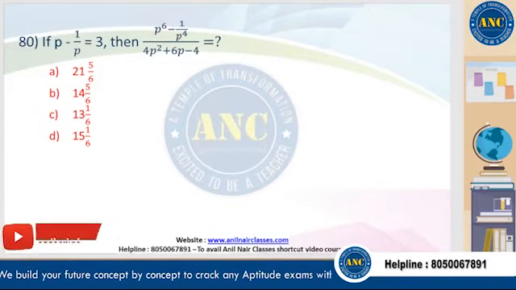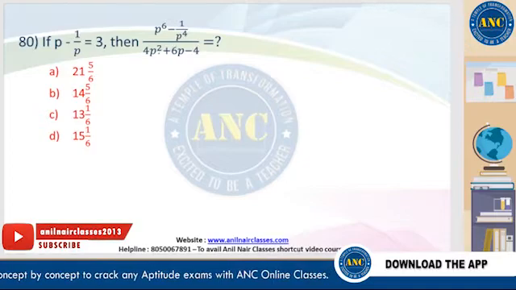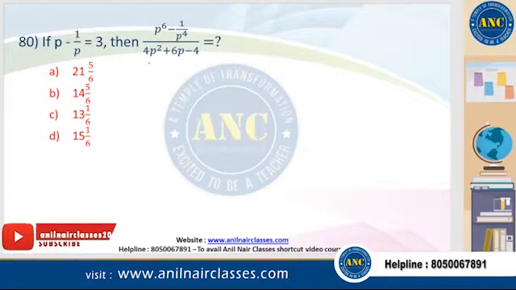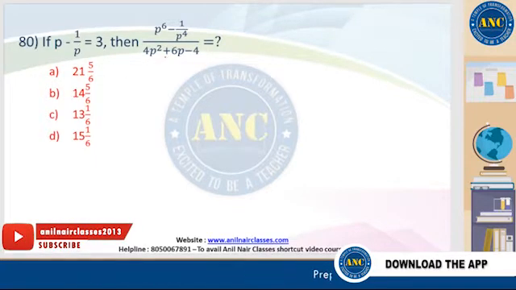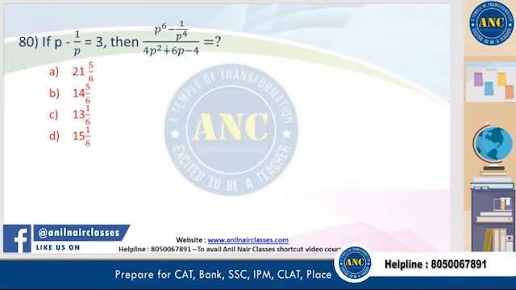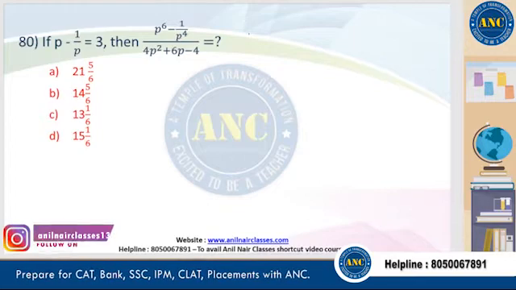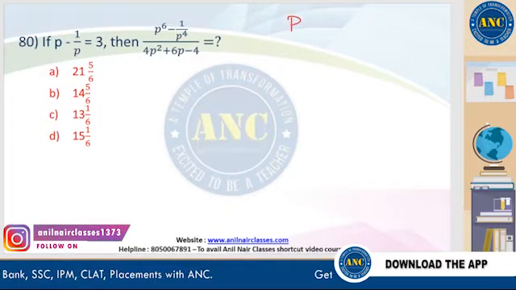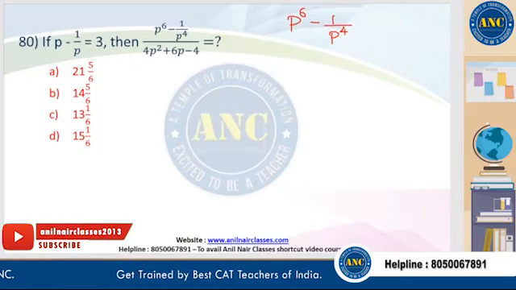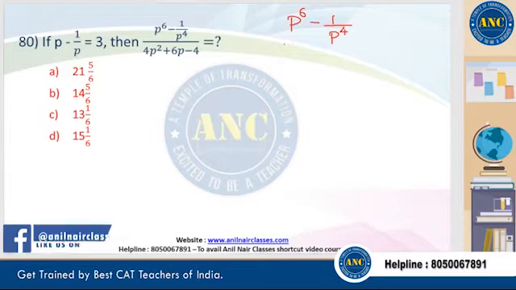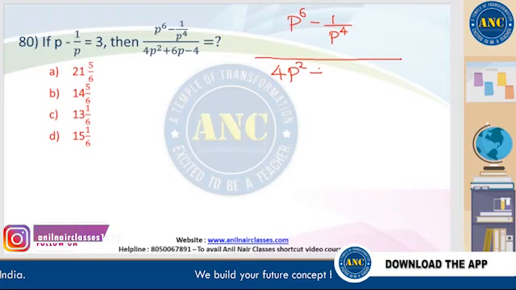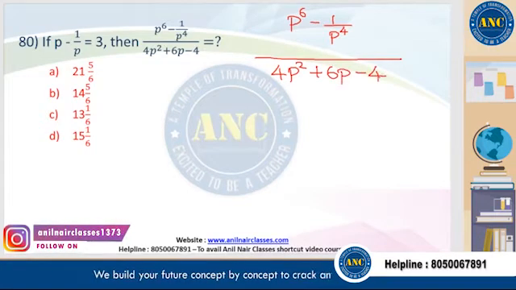P power 6 minus 1 by P power 4 is what I need to find, divided by 4P square plus 6P minus 4. Now same logic I would like to implement here, but in the previous two questions I said I will divide with the median value. With a simple small analysis, I can get which number I should divide with. Now see here, let me write it. P power 6 minus 1 by P power 4 I need, whole thing divided by 4P square plus 6P minus 4.